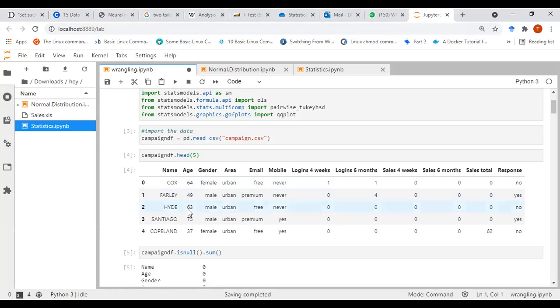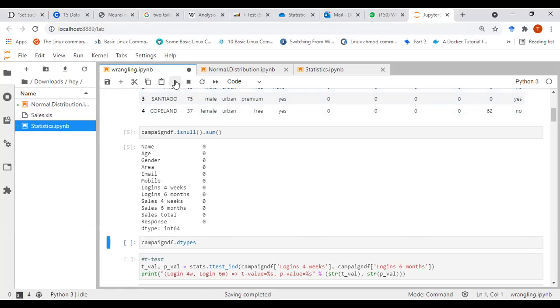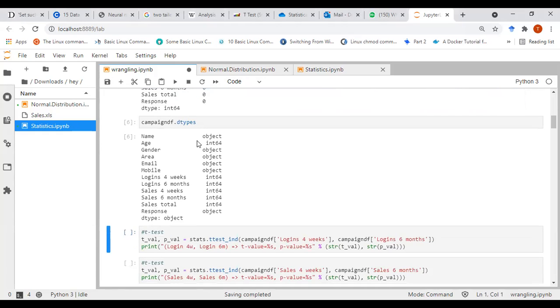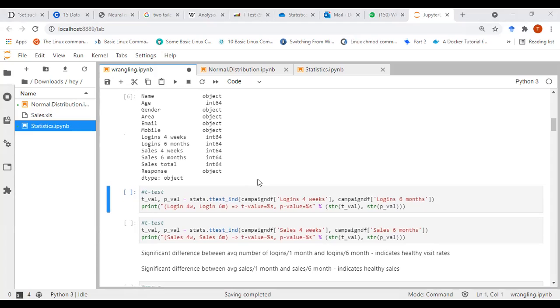So first let's check the missing values. So the missing values are not there. The types, do you want to convert any of these? Is everything okay here, or you want to convert some type? Everything is okay. Everything is okay, sir. So now we do this t-test.